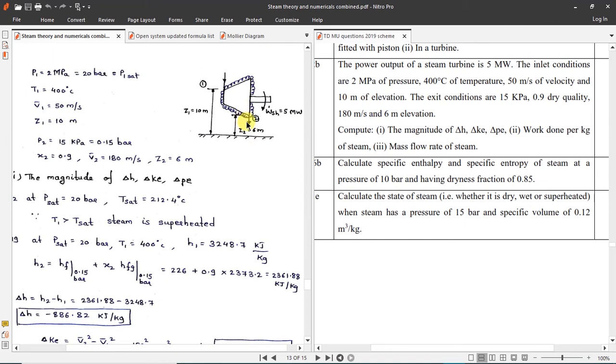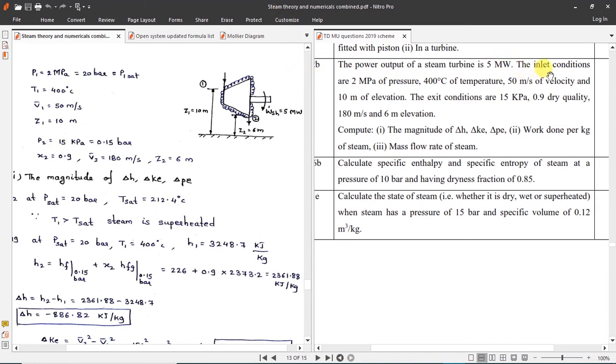Turbine is which type of device? A power producing device. So I have shown a shaft and it is generating power. What is the power given in the question? It is 5 megawatt. Remember the unit, it is megawatt, not kilowatt. So you need to convert the units properly.